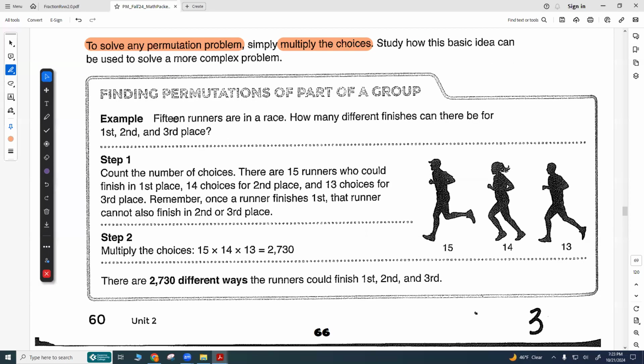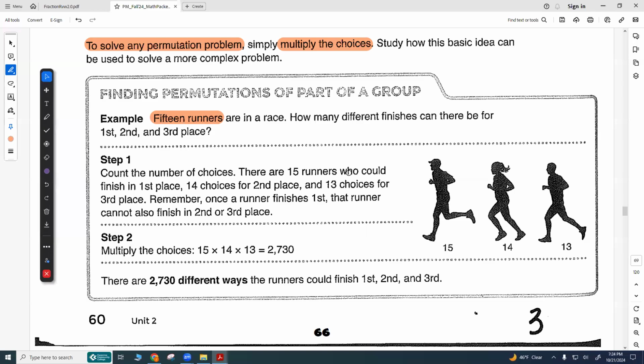Okay. 15 runners are in a race. We have 15 total participants in the race. How many different finishers can there be for first, second, and third place? So we know how many total we have, and then it gives us these 3 places. So count the number of choices.